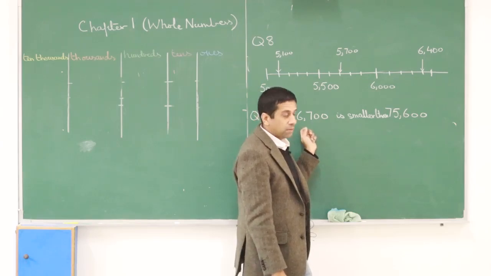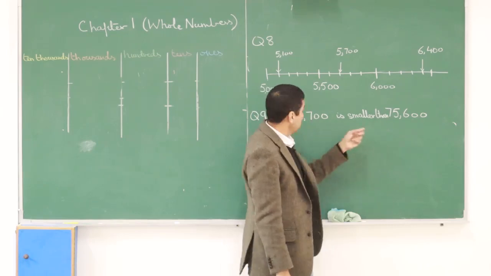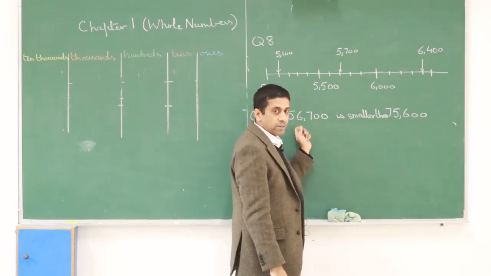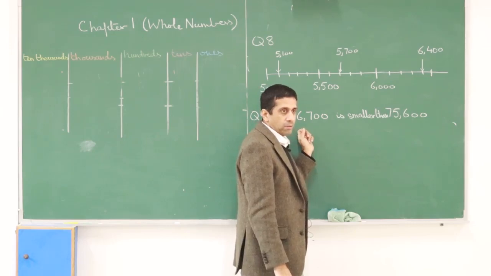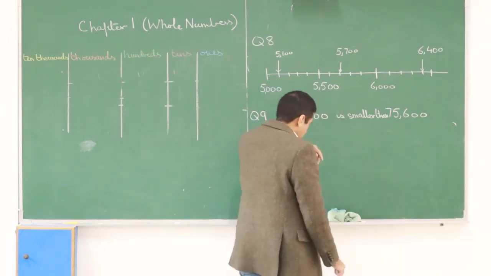Wrong. Why? Would you like 75,600 or 56,700 rupees? 56,700. That's a better deal, right? But what was wrong with your method? I don't get it. Okay, so there's a great thing.